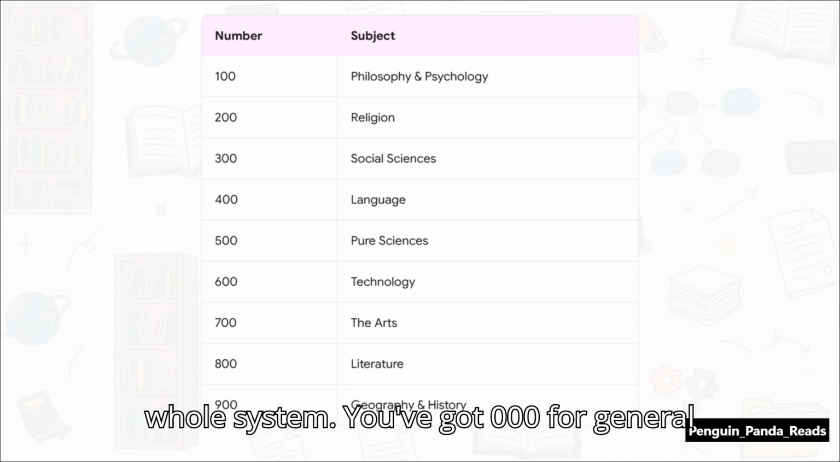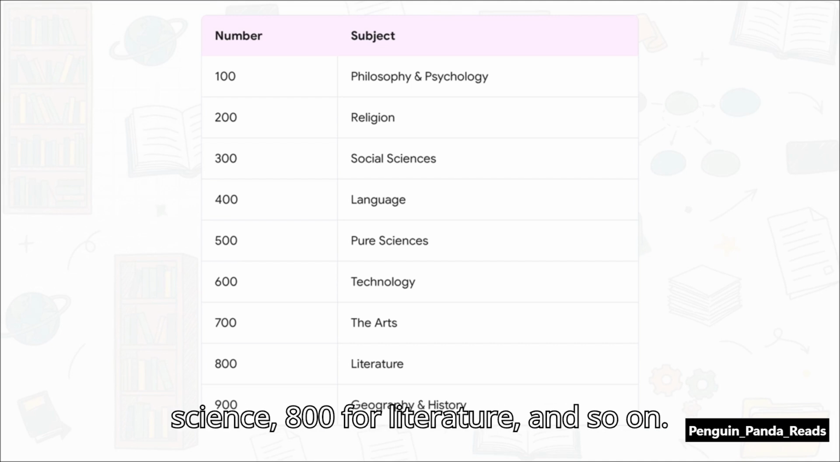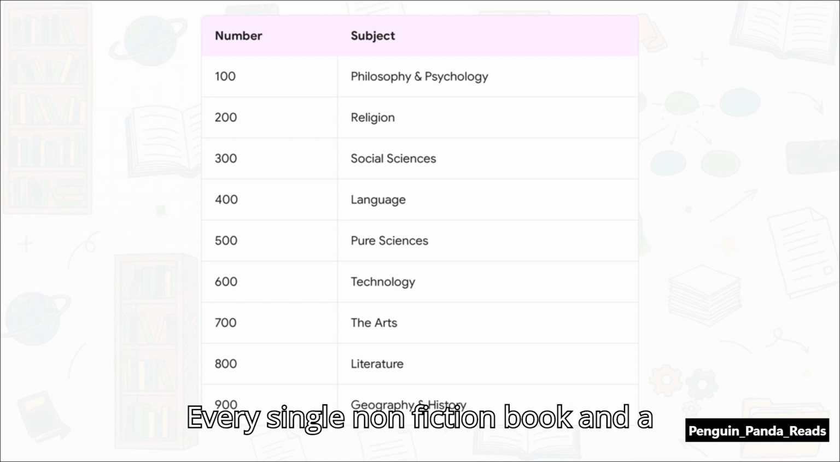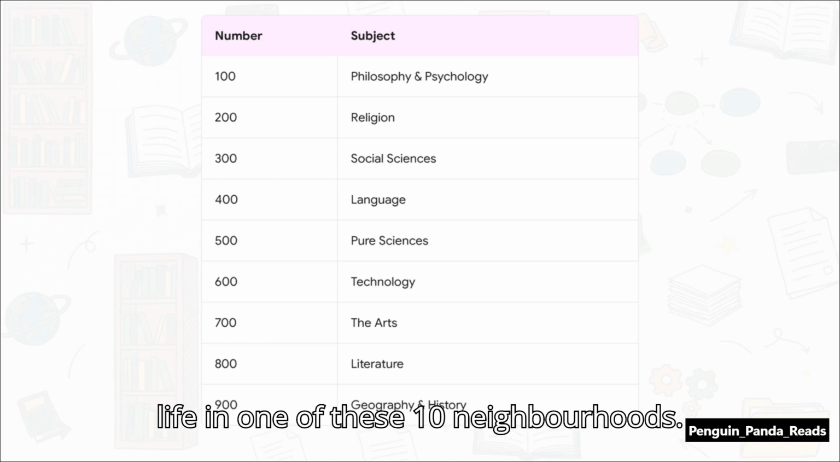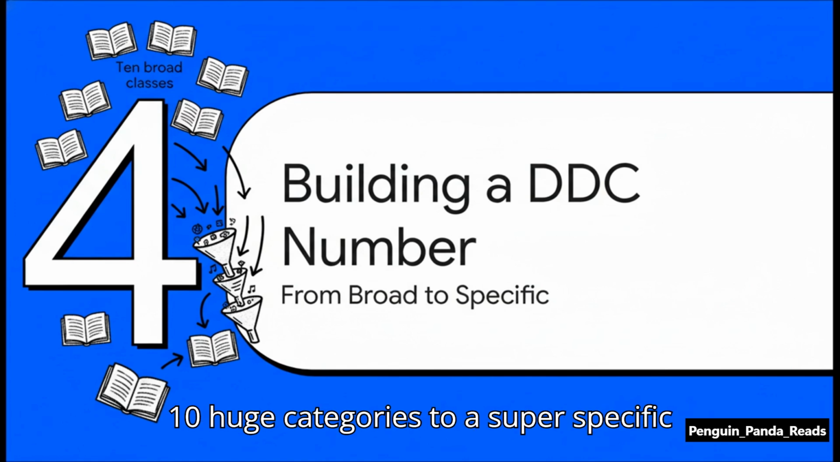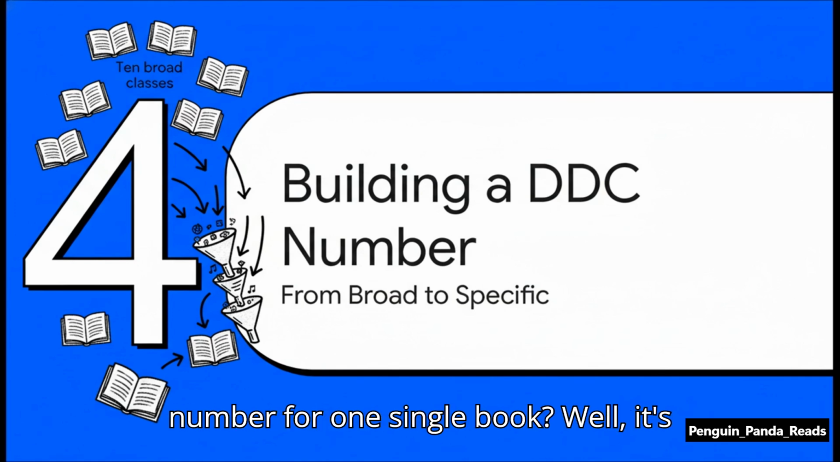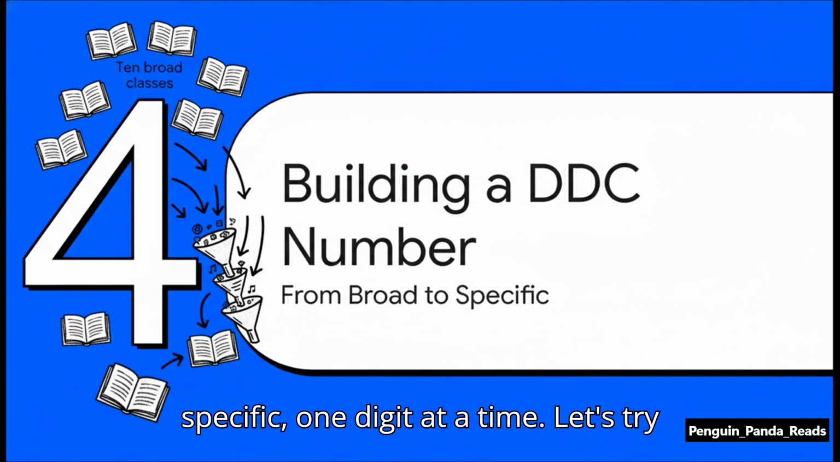You've got 000 for general stuff, 100s for philosophy, 500s for science, 800s for literature, and so on. Every single nonfiction book in a library that uses this system starts its life in one of these 10 neighborhoods. So how do we get from one of these 10 huge categories to a super specific number for one single book? Well, it's all about going from the broad to the specific, one digit at a time.